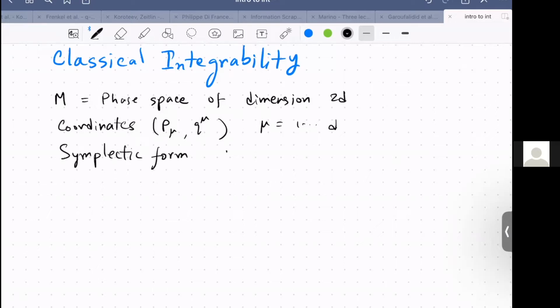So a symplectic form, I'm going to call it omega. And we can choose local coordinates so that the symplectic form looks like the following. And I'm, of course, using the summation convention that there's a sum over mu. Is it clear what this notation means, or should I say something? Clear, so just go ahead. Okay, great.